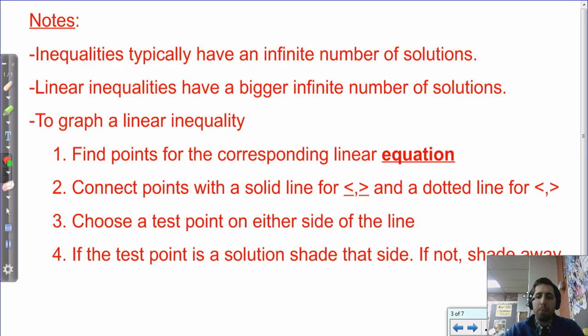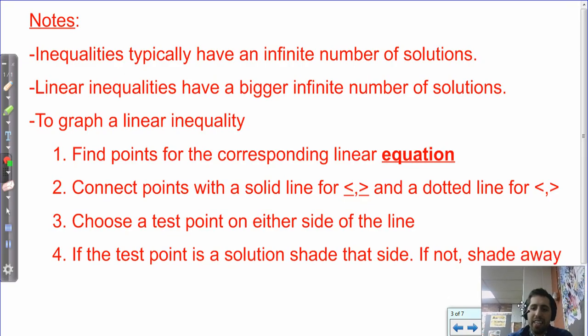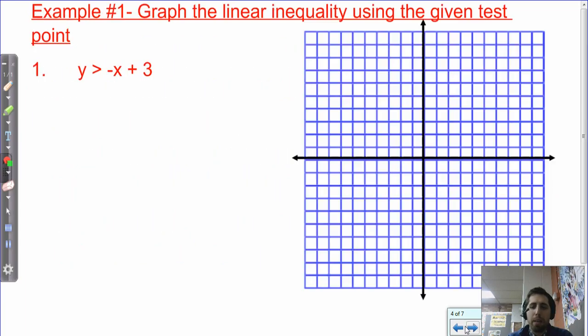And if the test point is a solution, we'll shade that side. If it's not a solution, we'll shade the other direction. So let's put it into practice. Hopefully you have the notes. Hopefully they make sense, but they're going to make much more sense when we get to work. So let's check it out.